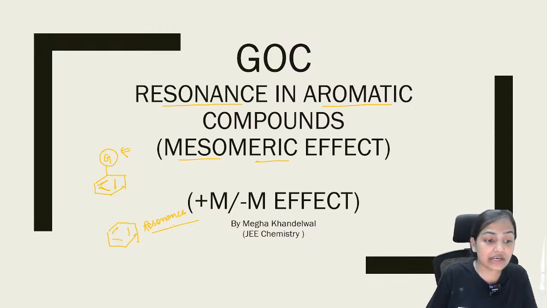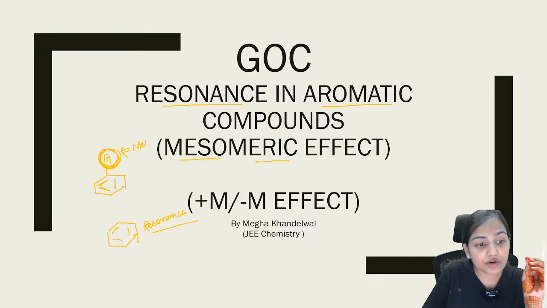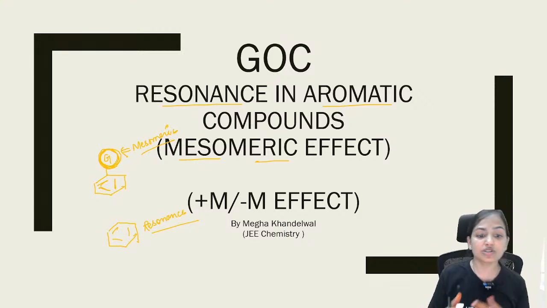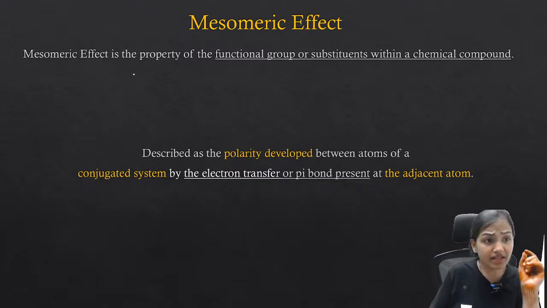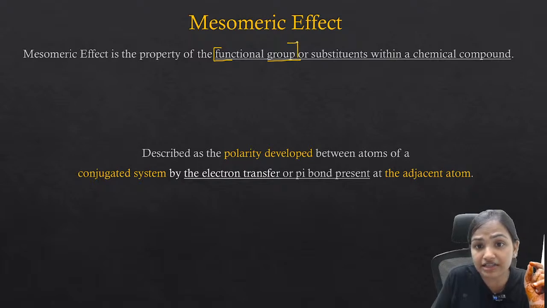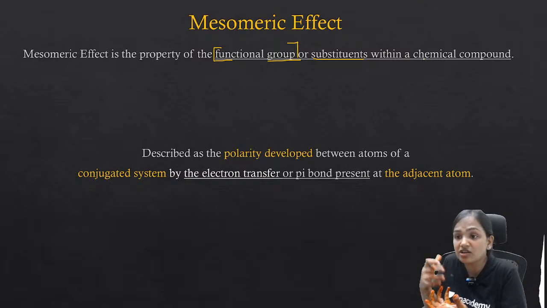But what is the difference? The mesomeric effect is the property of a particular group, that is, any functional group or any substituent which is attached to the conjugated system. The mesomeric effect is the property of that particular group. This is the very basic point of difference that one needs to know, between resonance and mesomeric effect. Again, mesomeric effect is the property of a functional group or the substituents within a chemical compound.